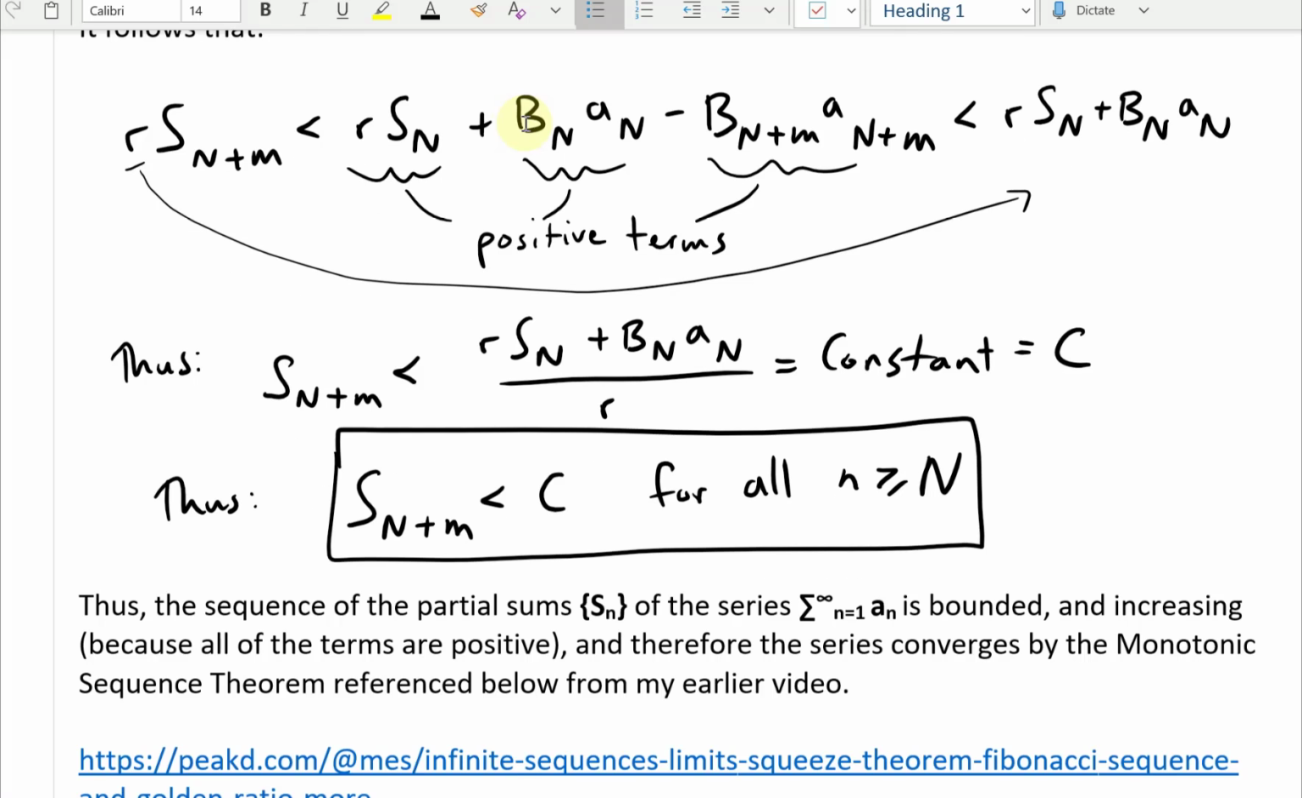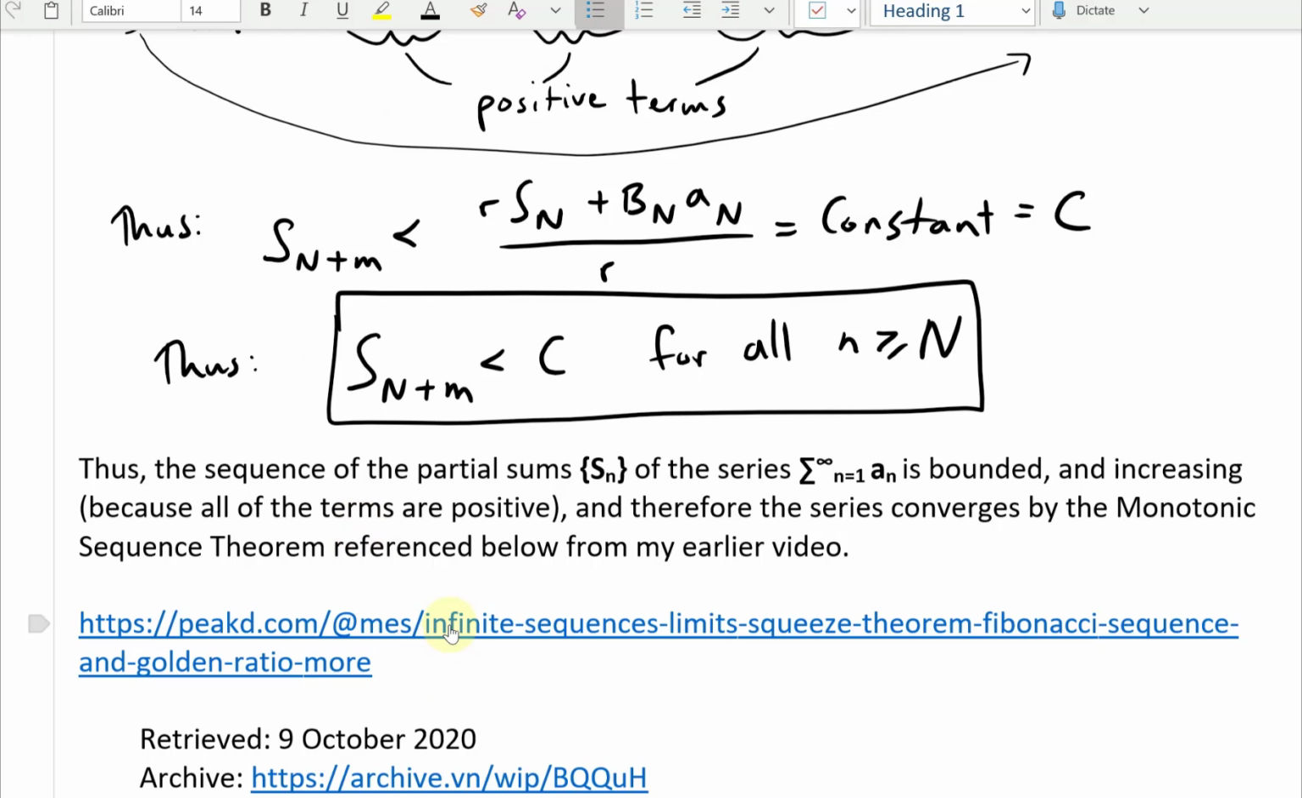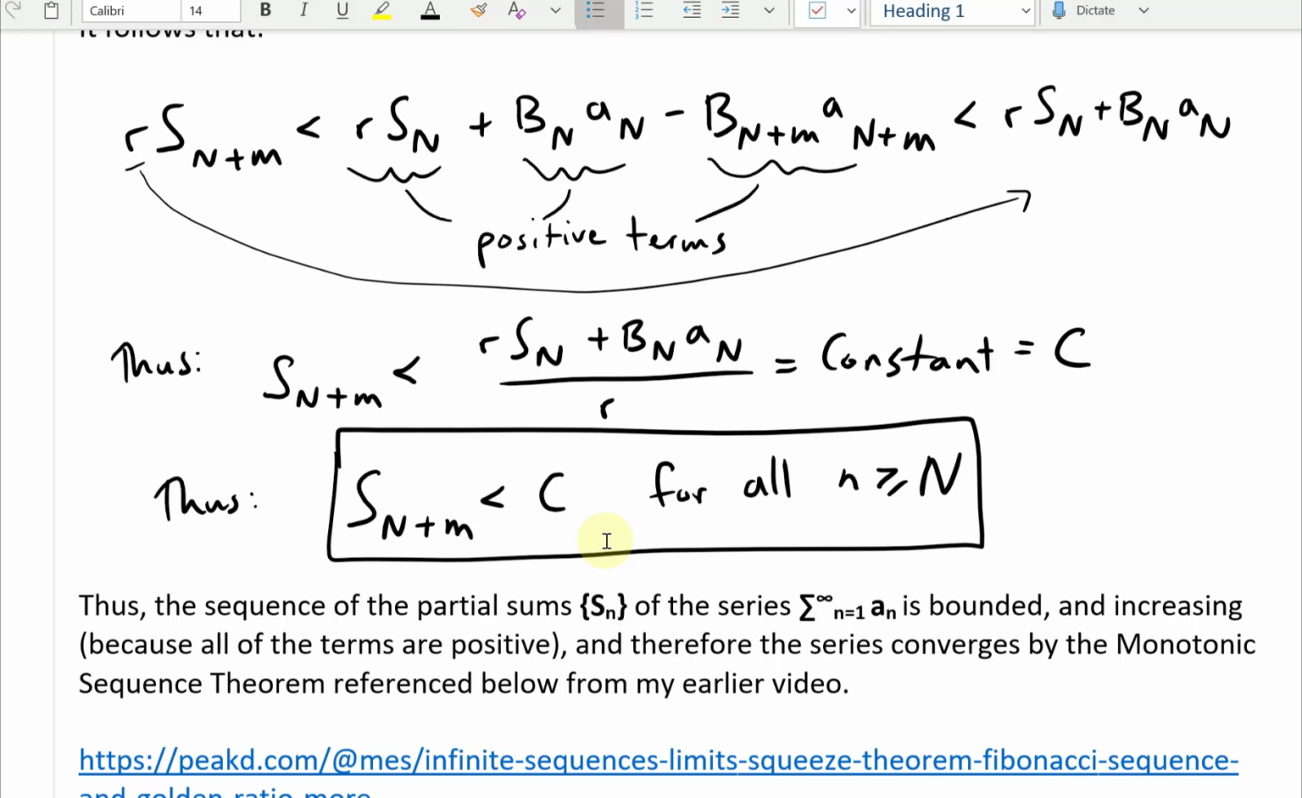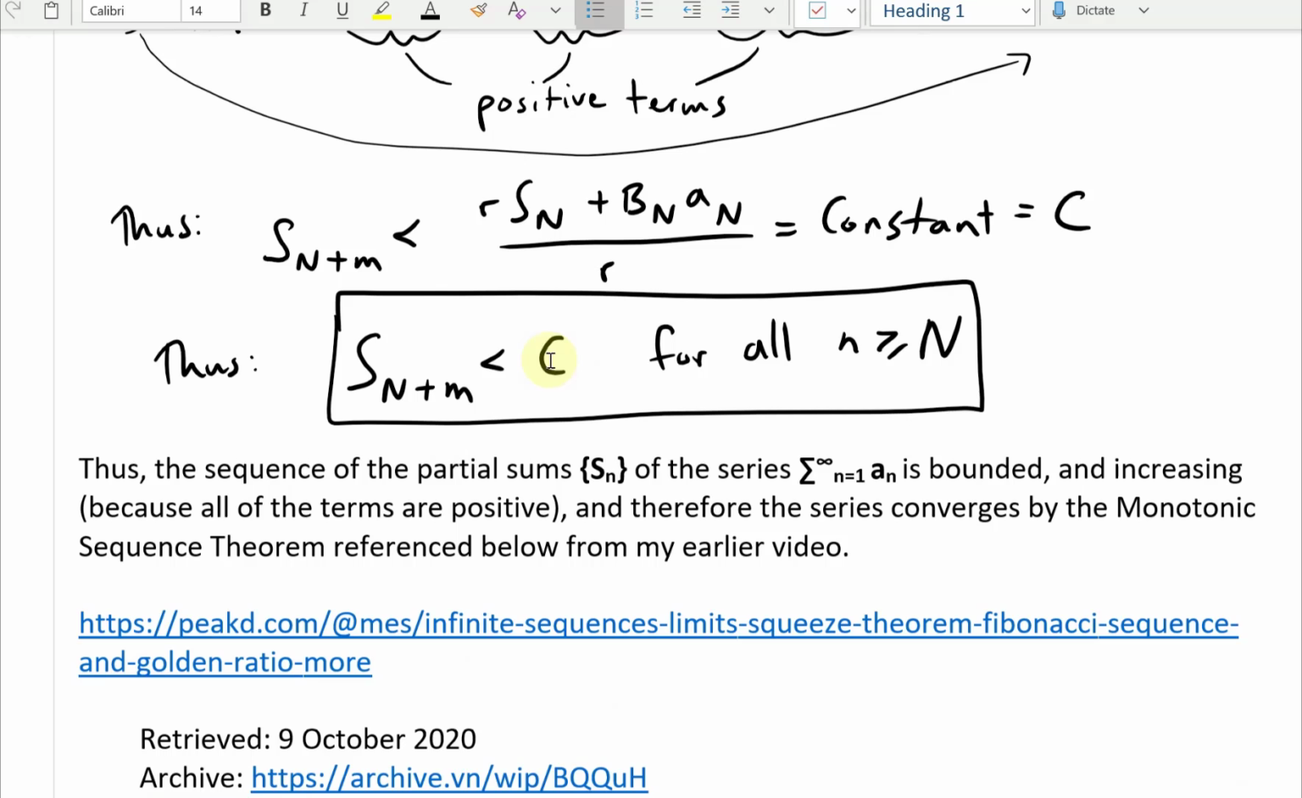Like that. So thus what we have is the sequence of the partial sums Sn, or you could write it as {Sn}, of the series from n equals 1 to infinity of an, is bounded. It's going to be less than this c, and it's also bounded below. The partial sum is going to be greater than or equal to 0, because we know the terms an are positive, so the first term is greater than or equal to 0, and the partial sums can never get lower than that, because you're always adding more positive terms to it. And it's bounded above, because it's less than the constant c.